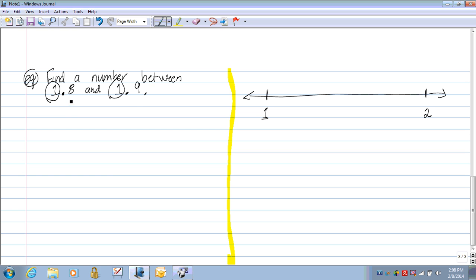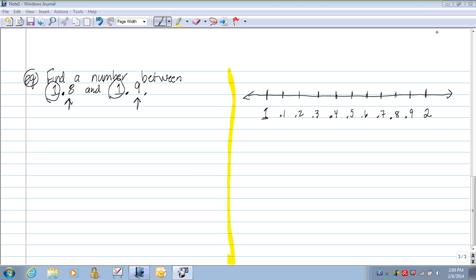I know by my decimals here that our parts are in tenths, so I'm going to divide my number line into, oh, that wasn't very equal. Let's try that again. Into tenths. Let's try it this way. Here's 1/10, 2/10, 3/10, 4/10, 5/10, 6/10, 7/10, 8/10, 9/10, and then the number 2.